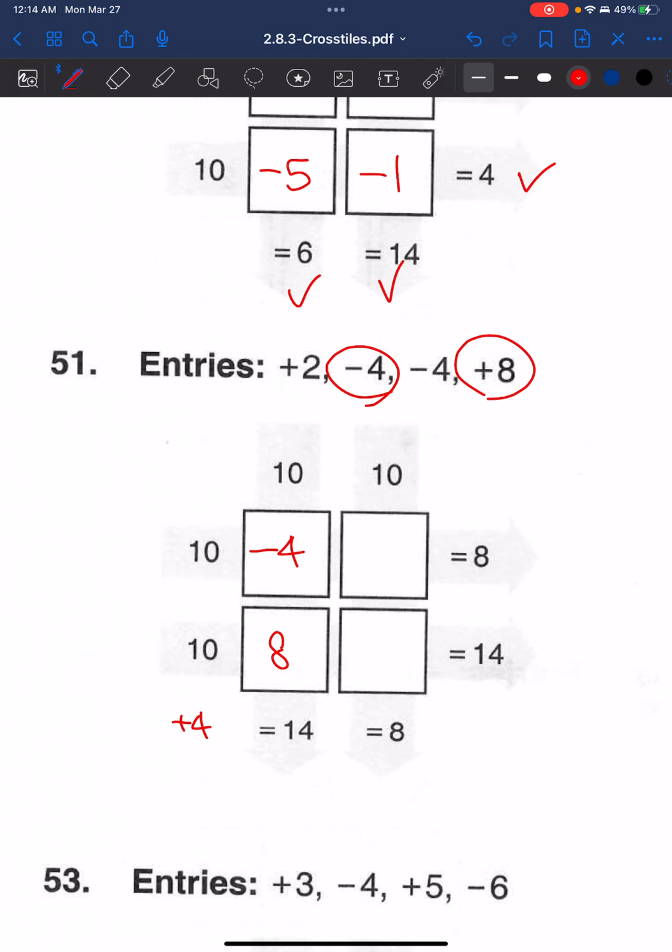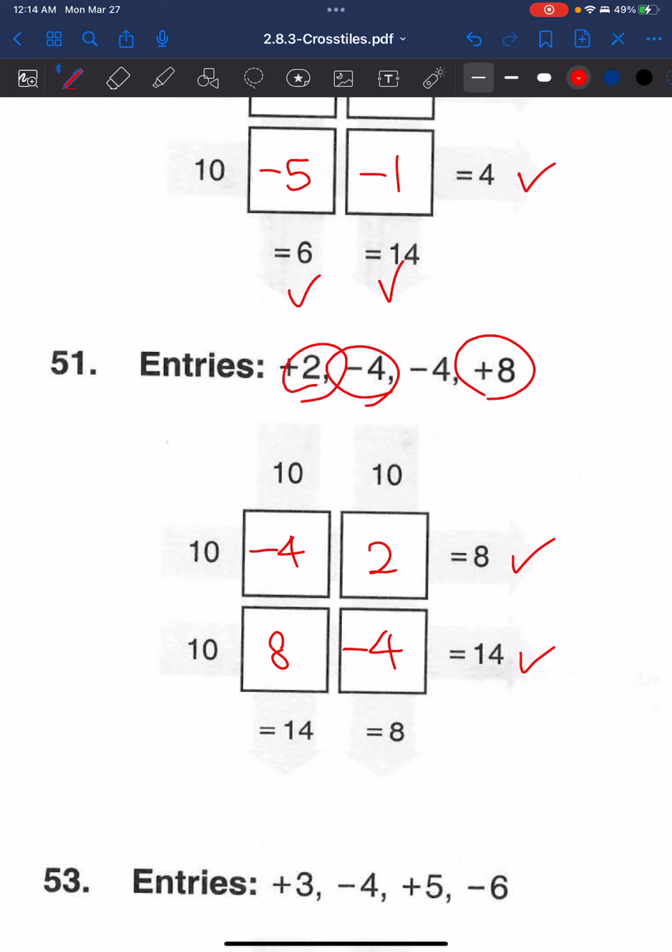And since we need a negative 2, since 10 minus 2 is 8, we need a combination of negative 2 from these two boxes. And so negative 4 plus 2 will give us negative 2. And so the only number that we have left is negative 4. And so we'll see if all the rows and columns work out. So negative 4 plus 2 is negative 2, and 10 minus 2 is 8. So this row works. 8 plus negative 4 is 4, and 10 plus 4 is 14.